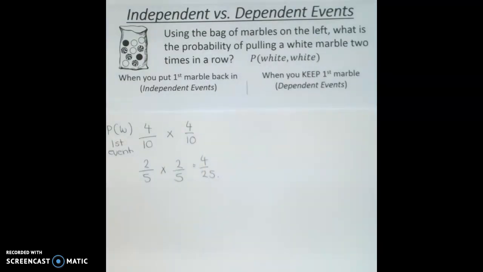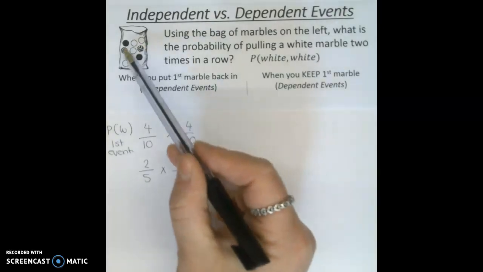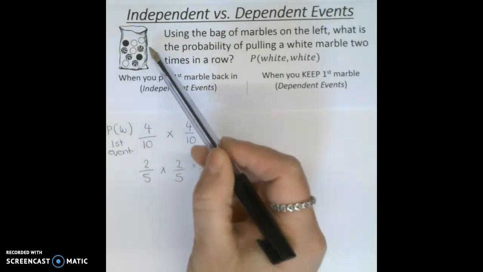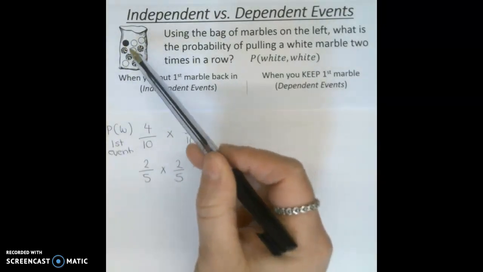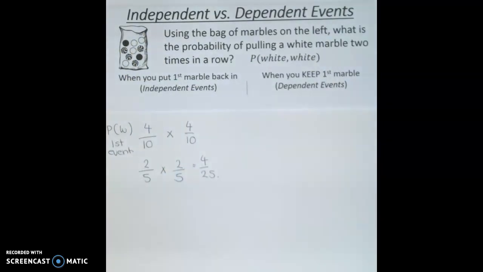So the probability of picking out a white marble and a white marble, bearing in mind that we put the first marble back, so they're independent events, one does not affect the outcome of the other. We still have the same number of marbles that we started with, and we still have the same number of coloured marbles that we started with. Now let's look at a dependent event.